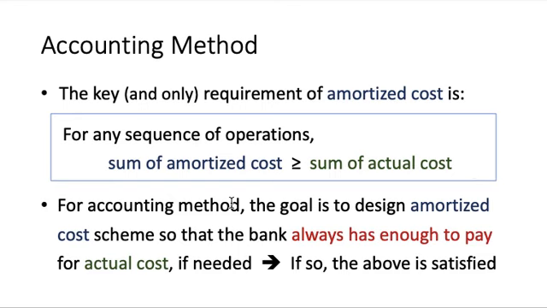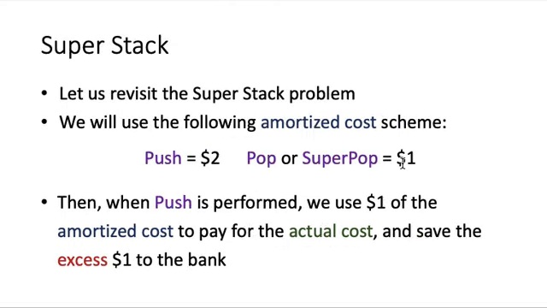And for the accounting method, our goal is to design an amortized cost scheme so that the bank always has enough money to pay for the actual cost if needed. If the bank always has enough to pay, then it turns out that the sum of amortized costs will always be greater than or equal to the sum of the actual cost. So this will be satisfied. This is what we need.